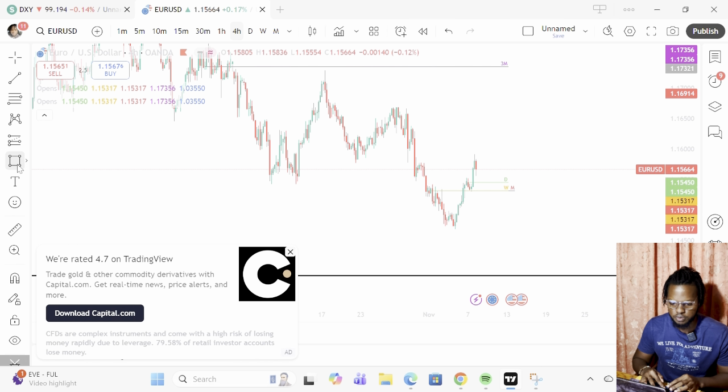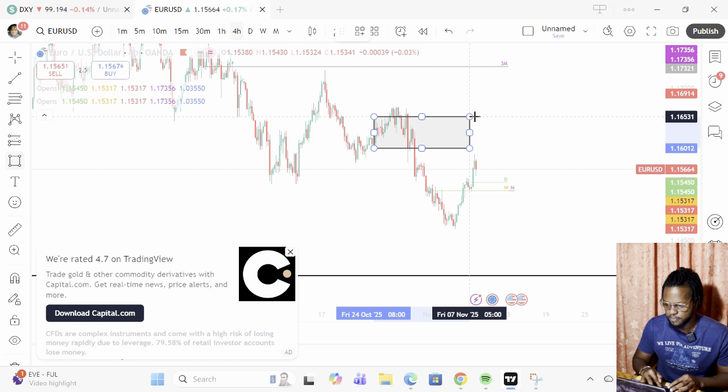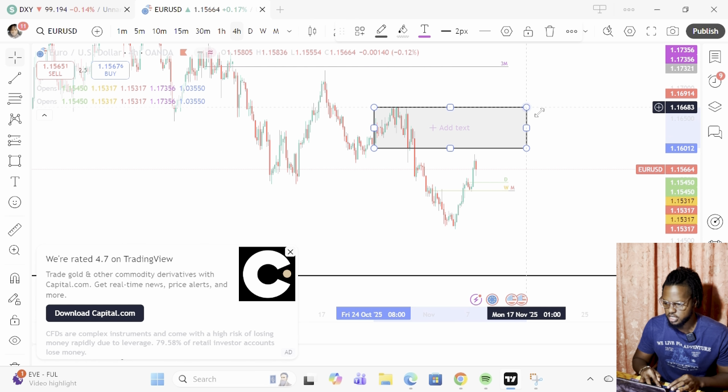However, we do have to acknowledge we have this big, I don't know if I can mark it here, this is a very large supply zone.